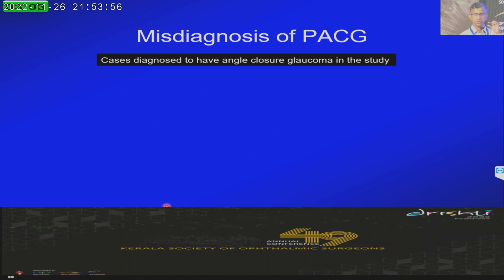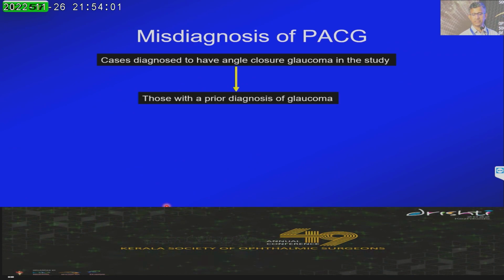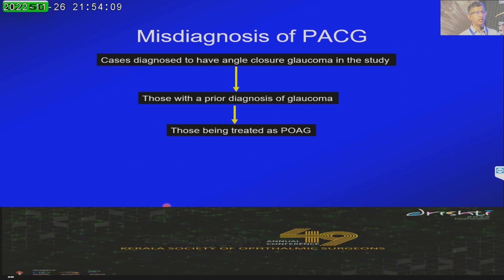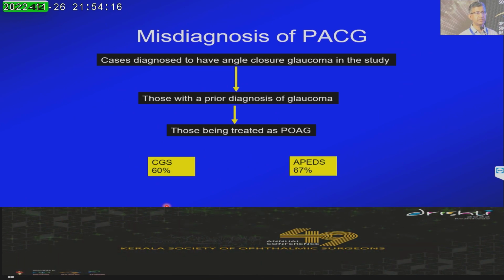So what happened is, when you look at patients who are diagnosed to have angle closure in this study and in the Andhra Pradesh eye disease survey, and then we asked back, did you know that you have glaucoma? And we had a few patients in both studies who knew that they had glaucoma. And then we looked at the proportion of people whom we had diagnosed as PSCG, who were being treated as POAG. And what you find is in both these studies, between 60 to 70% of patients with a prior diagnosis of glaucoma actually were being treated as open angle glaucoma when they had angle closure. So if they had had the YAG-PI whenever it was first detected, you could potentially have prevented further progression of disease.